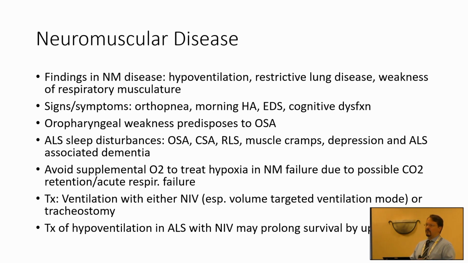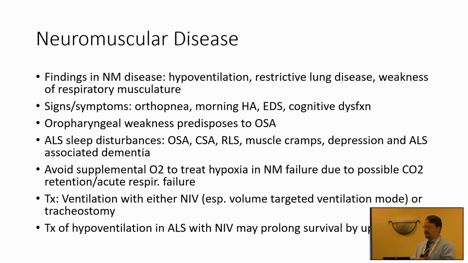Neuromuscular disease as a category is associated with hypoventilation, a restrictive lung disease pattern, because these individuals get weakness of the respiratory musculature. Some of the classic signs and symptoms in particular include orthopnea, so shortness of breath when they lie flat. They can develop oropharyngeal weakness, which obviously predisposes to sleep apnea.